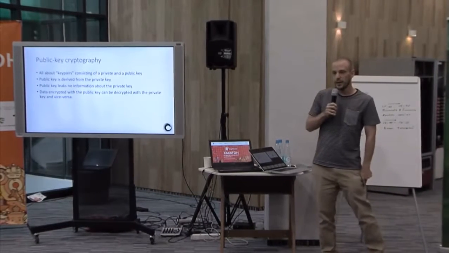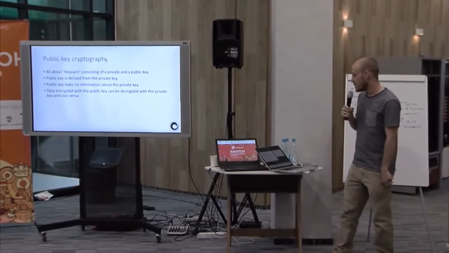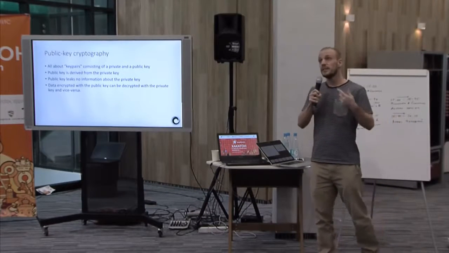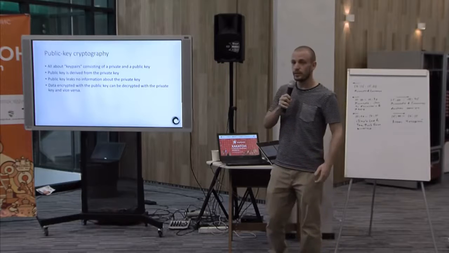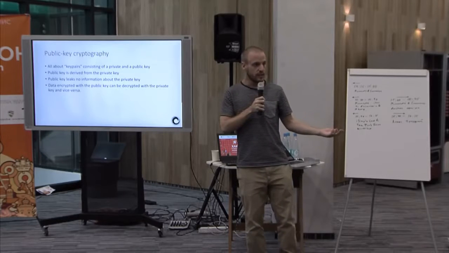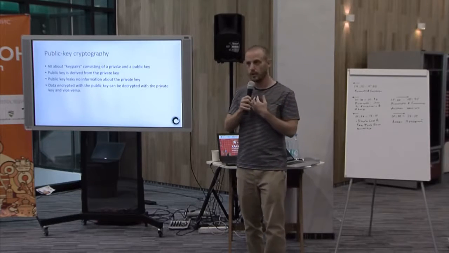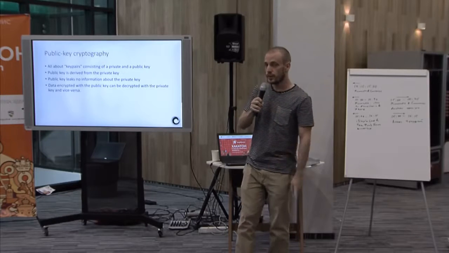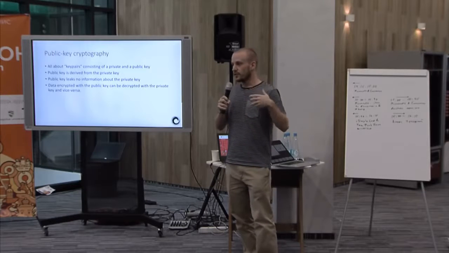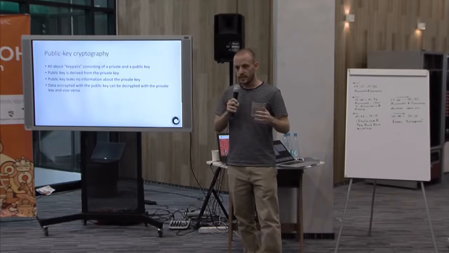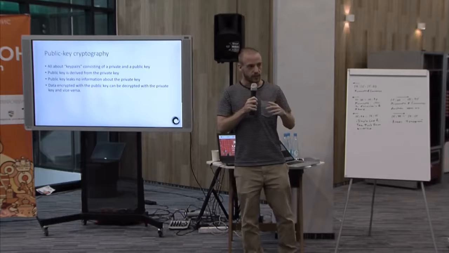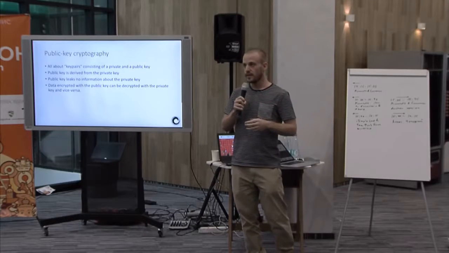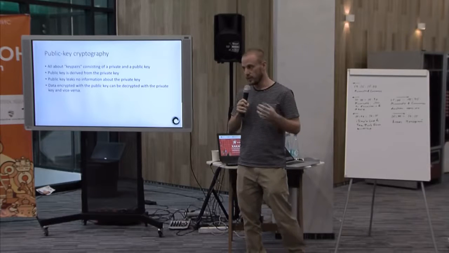Public key cryptography is all about public-private key pairs. The public key is derived from the private key. The public key leaks no information about the private key, so I can share my public key with all of you, and none of you will be able to know what my private key is on that basis. What we use this for: information which is encrypted with one of these keys can be decrypted with the other, and that goes in either direction. You can use either the public or the private key as the encryption key, and then the opposite key is used as the decryption key.